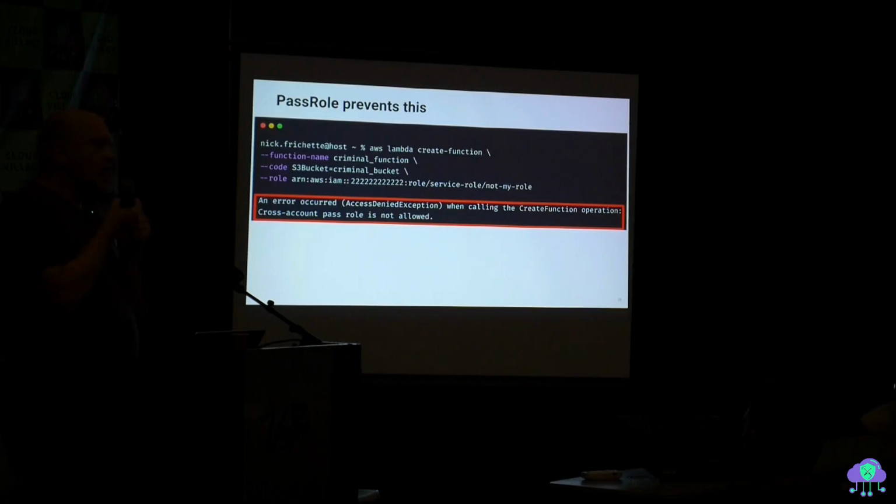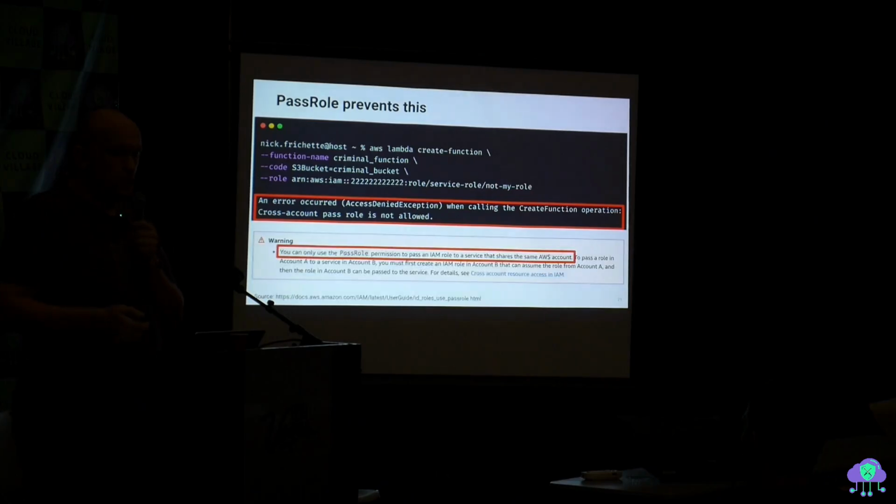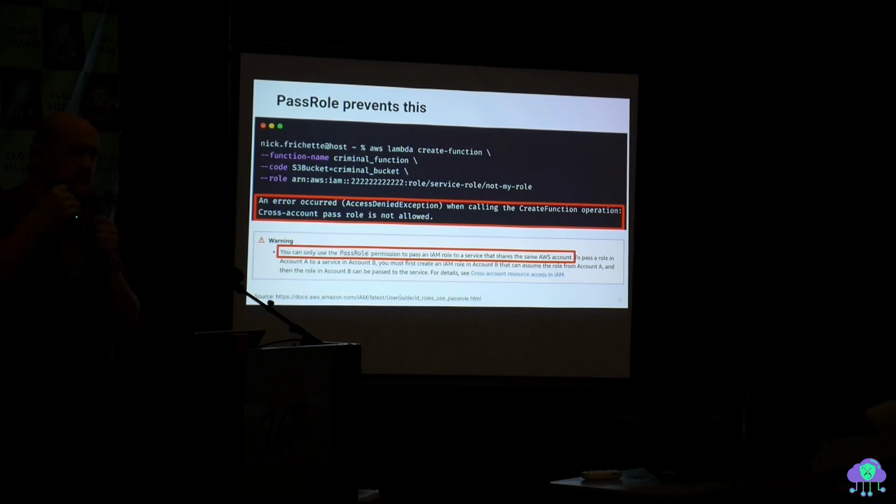Anytime you provide an IAM role to an AWS service, you are interacting with PassRole. One of the core rules of which is, quoting, "You can only use the PassRole permission to pass an IAM role to a service that shares the same AWS account." If you try to pass a role outside of your account, well, you'll almost always get an error. Cross-account PassRole is not allowed.